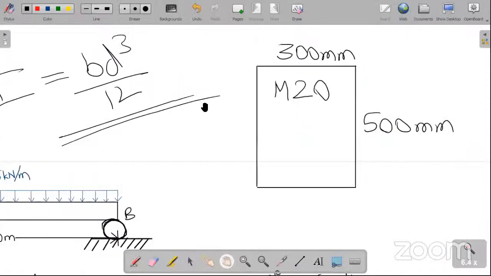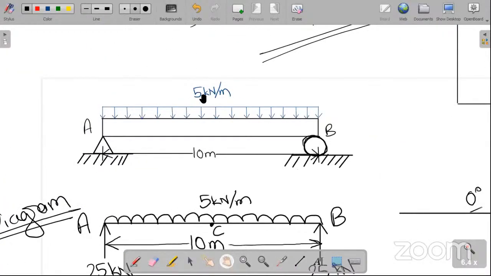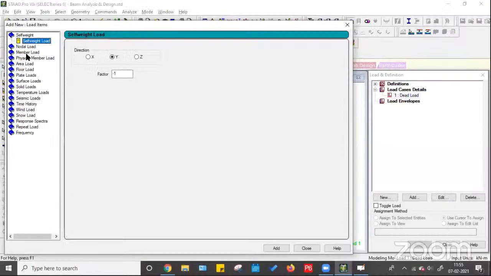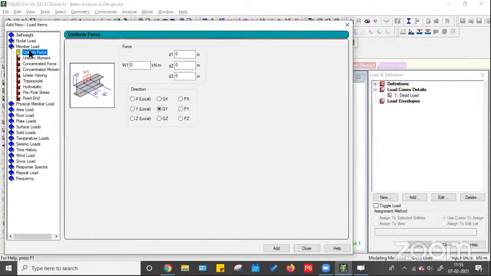So what is the load for us? The loading is 5 kilonewton per meter, and it's a UDL. Let's see how we can put this. It's a member load. Under member load, you have this uniform force. In uniform force, we are going to put this 5. And whether this should be 5 or minus 5?